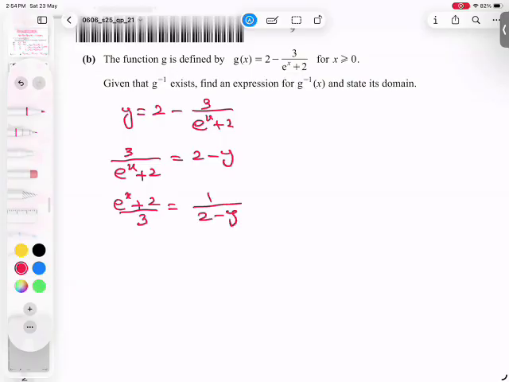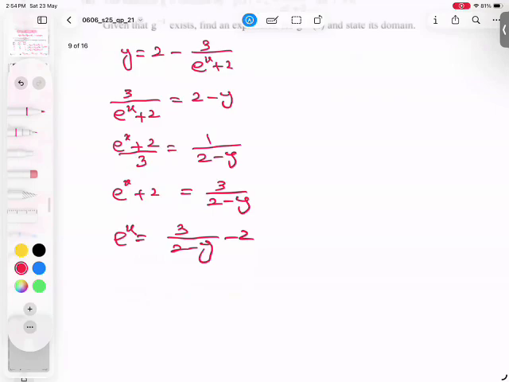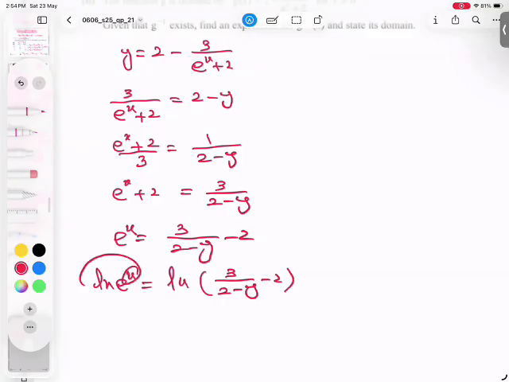Or you can cross multiply. It goes there, it comes down, same story. So 3 will go to the other end, 3 over 2 minus y. Now 2 goes to the other side. Now how to bring x down? I have to take the logarithm. So when I take the logarithm of both sides, e to the power x, the log of this. Now I'll bring this x down. ln e is 1.